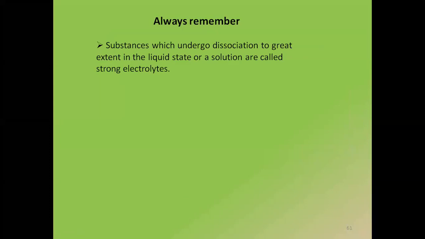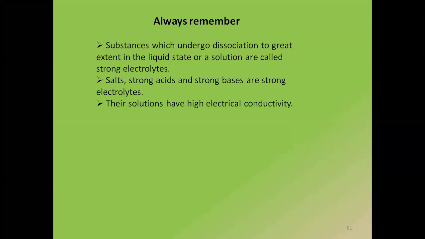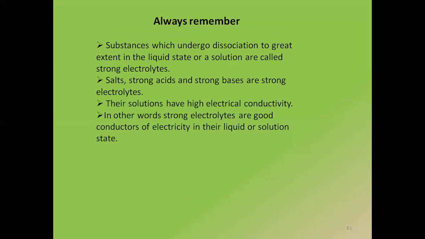So now, a few things which you're going to remember when I talk about electrolysis: substances which undergo dissociation to a great extent in a liquid state or in a solution will be called strong electrolytes. The substance whose dissociation is going to happen, we call it an electrolyte, and that which undergoes dissociation to a great extent will be called a strong electrolyte. Salts, strong acids, strong bases, they all are strong electrolytes. Their solutions have electrical conductivity. In other words, strong electrolytes are good conductors of electricity in their liquid or solution state, whereas weak acids and weak bases are weak electrolytes.